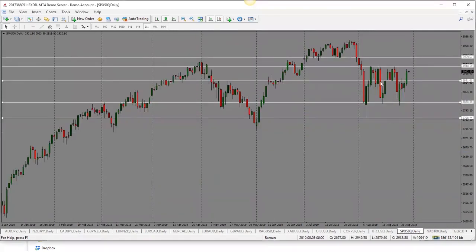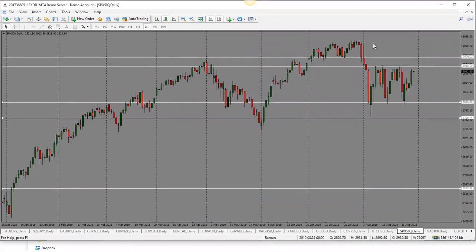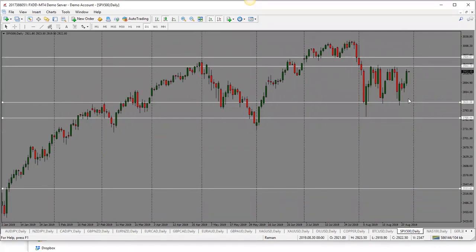S&P 500, this one broke through this resistance here, and now we are into the top of the range. As we can see here, price has been trading in a range for the last 2-3 weeks. We have a bullish candle close, so I will look for a price move to the upside.